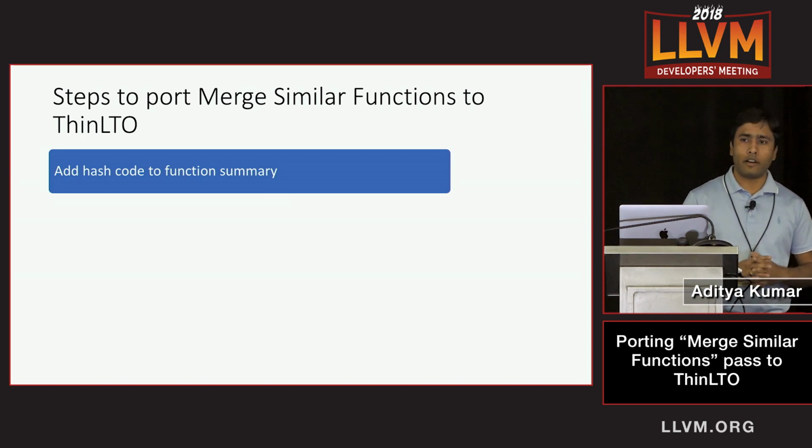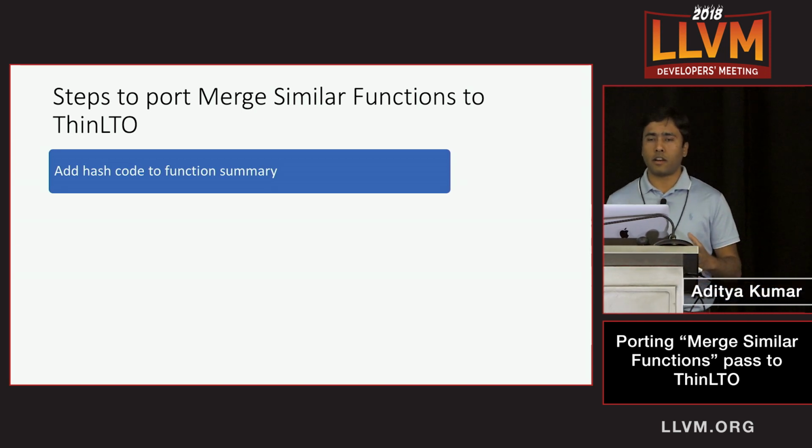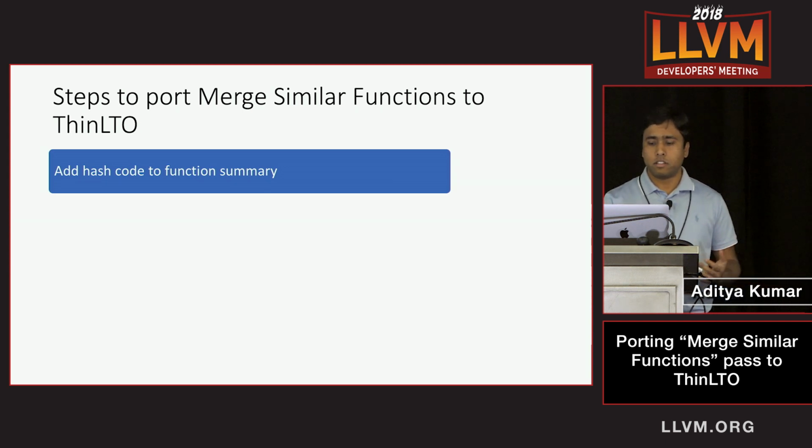This helps discard a lot of functions which are obviously not similar. And then we have a bucket of similar functions, and then we can do expensive comparison, like instruction by instruction comparison there. So we save in terms of compile time in this case.